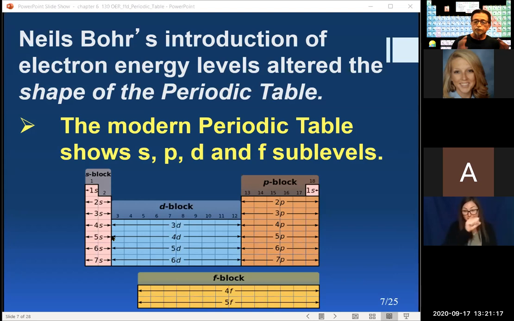Now, I already talked about the S block, the D block, the P block. That's because of Niels Bohr's work, that he introduced the idea that electrons exist in specific energy levels. And from that idea progressed this whole new area in what we call quantum mechanics, which is beyond the scope of Chem 130. But from that, a lot of mathematical equations came about and ended up with the orbits, the S, the P, the D, and the F block.